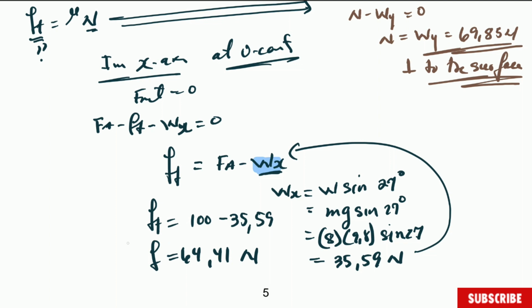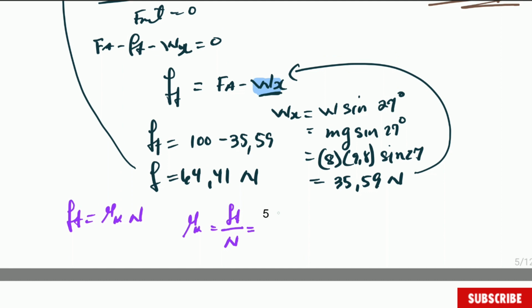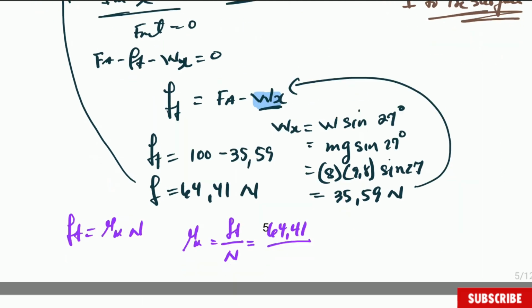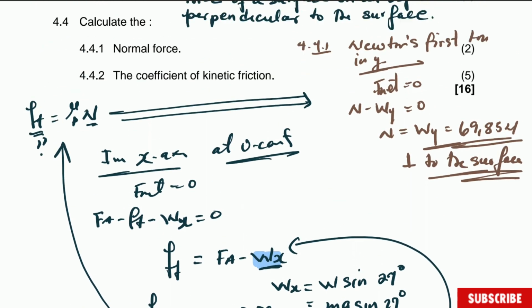Now we have to go all the way back there to calculate the kinetic coefficient of friction, which we are going to do on this side here down. And the answer is going to be 0.92. This is the final answer of this question, and this is the final question of this video.